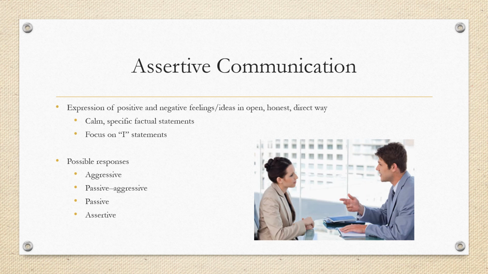It can help a person deal with issues with coworkers, family, friends, or your fellow students. Assertive communication works best when the speaker is calm, makes specific factual statements, and focuses on I statements. This type of communication doesn't guarantee anything will change, but it does allow the person to express themselves in an open, honest way, and it might lead to a discussion on how to resolve the problem. Possible responses to a problem are aggressive, passive-aggressive, passive, and assertive.